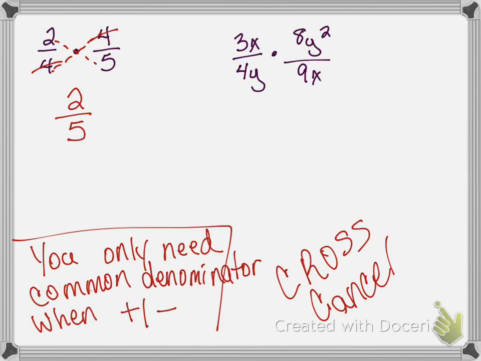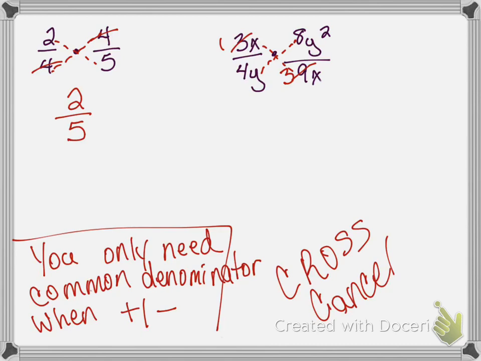Now I've got 3x over 4y times 8y squared over 9x. We are still going to cross-cancel. So I'm going to look at my 3x and my 9x, my 8y squared and my 4y. Now, think about the numbers separately from the variables. So look at the 3 and look at the 9. Is there anything in the 3 and the 9 that can be simplified? 3 goes into 9. 3 goes into 3 one time. 3 goes into 9 3 times.